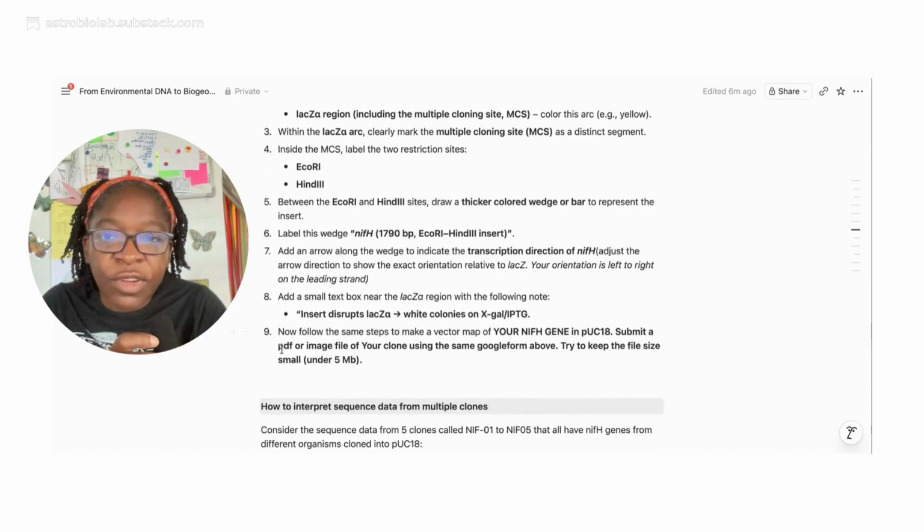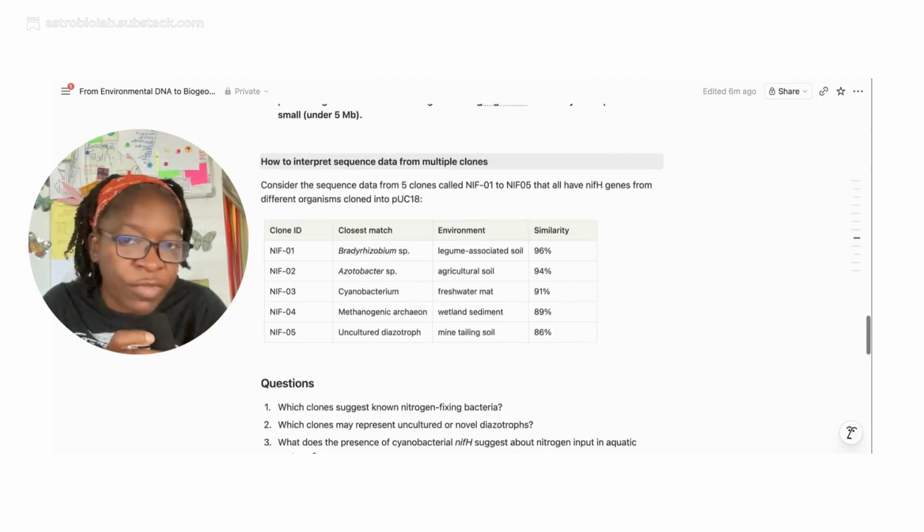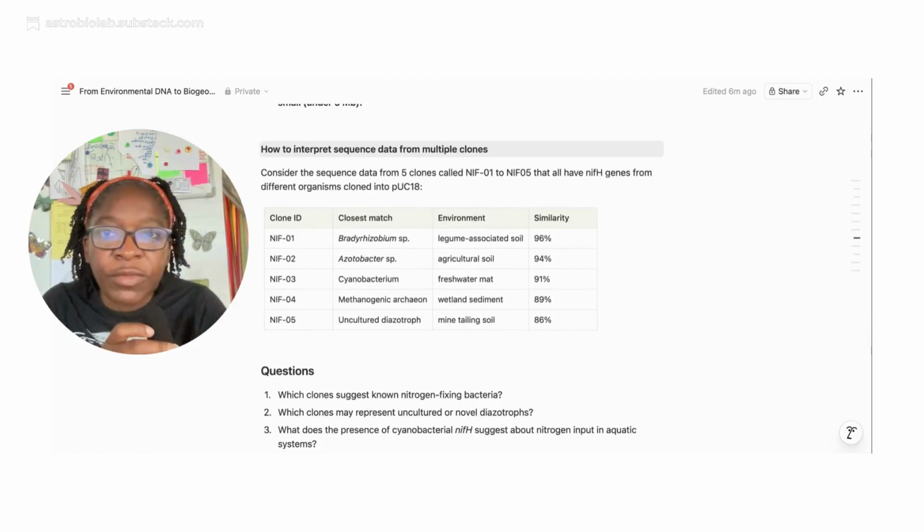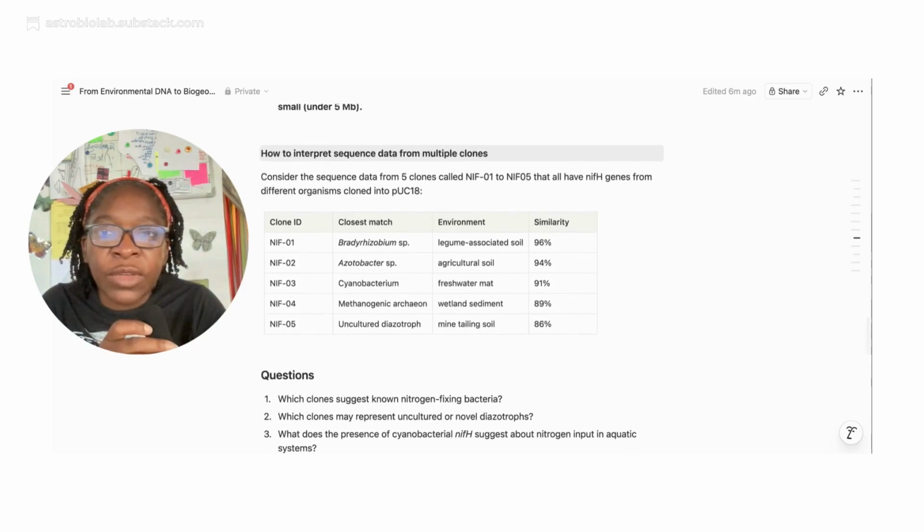So after that, you follow exactly the same steps to include your own nifH gene, the one that you got from NCBI, and you create a vector map of that, and you upload both of those to the Google form. And then you have to look at some hypothetical sequences to understand how it is you actually look and understand what they're telling you.